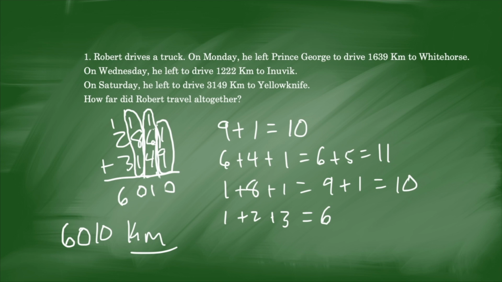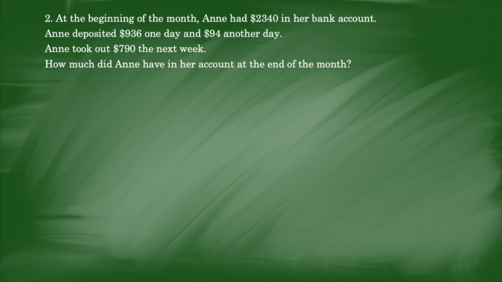Example 2. At the beginning of the month, Anne had $2,340 in her bank account. Anne deposited $936 one day and $94 another day. Anne took out $790 the next week. How much did Anne have in her account at the end of the month?